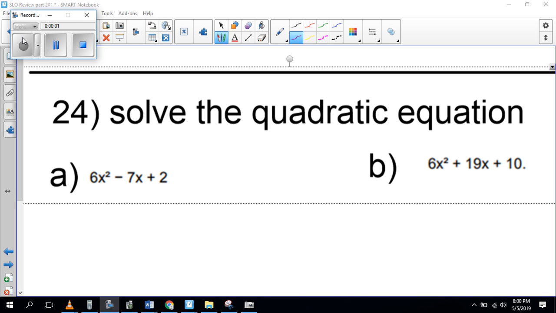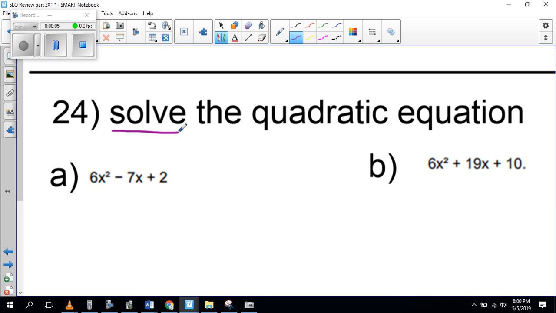Okay, number 24, it says solve the quadratic equation. So that's your keyword, it says solve. So this time, we got to factor and solve. We're going to list our A, B, and C, and we're going to notice our A is not 1, it's 6. So we're going to go ahead and automatically use our AC method.